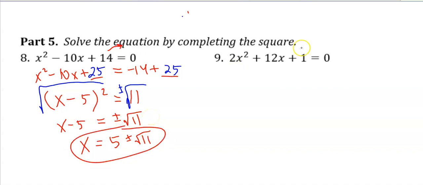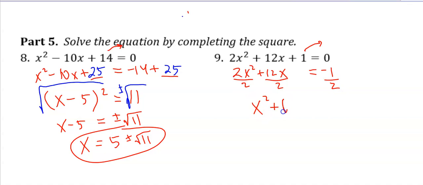Seems a little bit tougher, so we're going to move the 1 over first. We get 2x squared plus 12x equals -1. You're going to divide everything by 2. This is a fraction over there. That happens. x squared plus 6x plus blank equals -1/2 plus blank. Half of 6 is 3. 3 squared is 9. So we add 9 to both sides. If you factor that, it should be really nice.